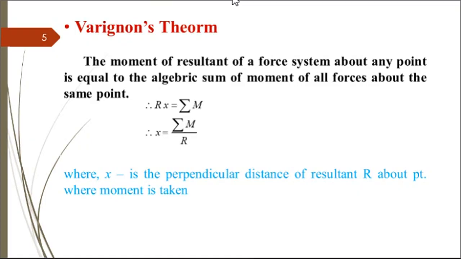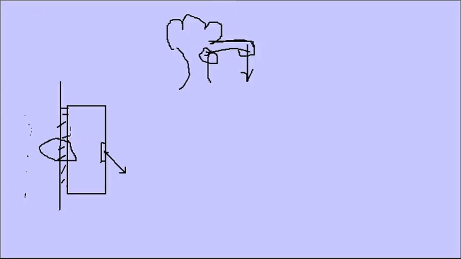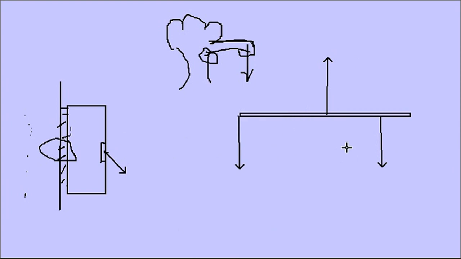To understand it more clearly, let's consider, suppose this is a beam subjected to forces. Suppose here one force is applied, then here one force is applied, here one force is applied. And consider that the resultant is passing through this, this will be the resultant force. So let's consider this as point A.